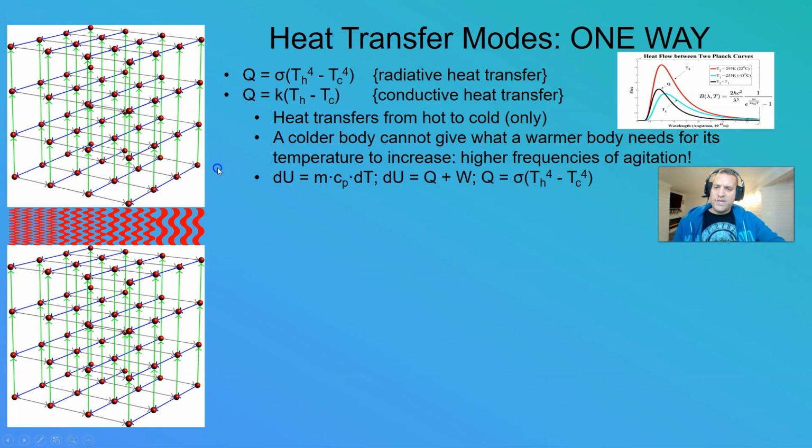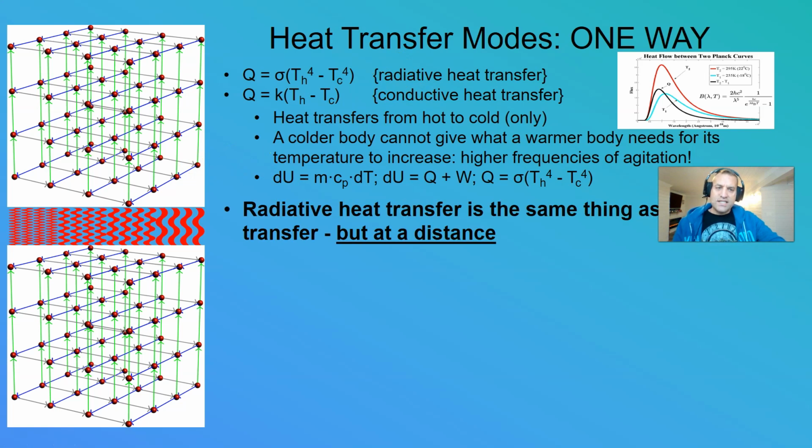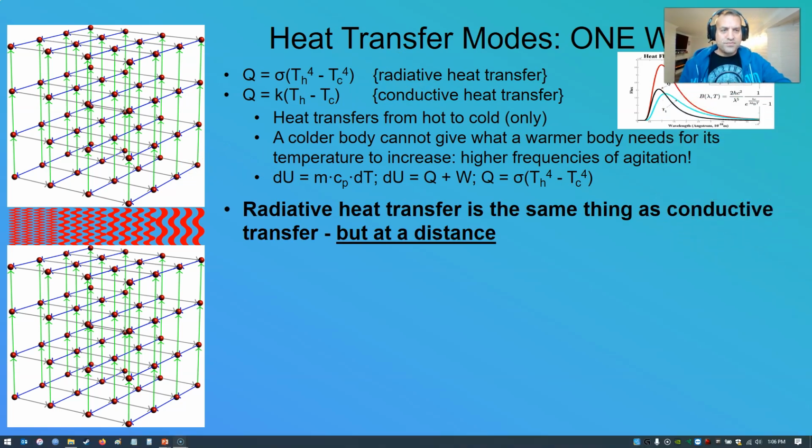So why should it be consistent? It is consistent because radiative heat transfer is the same thing as conductive transfer, but just at a distance. Look at these two blocks, separated by, say, a vacuum gap. Now imagine if these were brought together and touching. They would transfer heat between themselves by physical touch, if one is hotter and one is colder, which we'll discuss in a second.